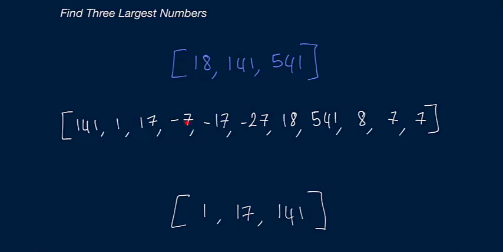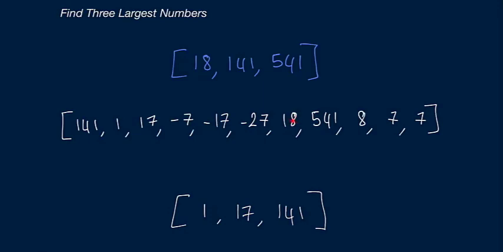So then we get to minus 7. So we compare minus 7 to 141. It's definitely smaller. Compare minus 7 to 17. It's smaller. Compare minus 7 to 1. It's smaller. So negative 7 is not one of our three largest numbers. Do the same thing with negative 17. It's smaller than 141, smaller than 17, smaller than 1. Don't do anything. Same thing for negative 27. It's going to be smaller than all of them.